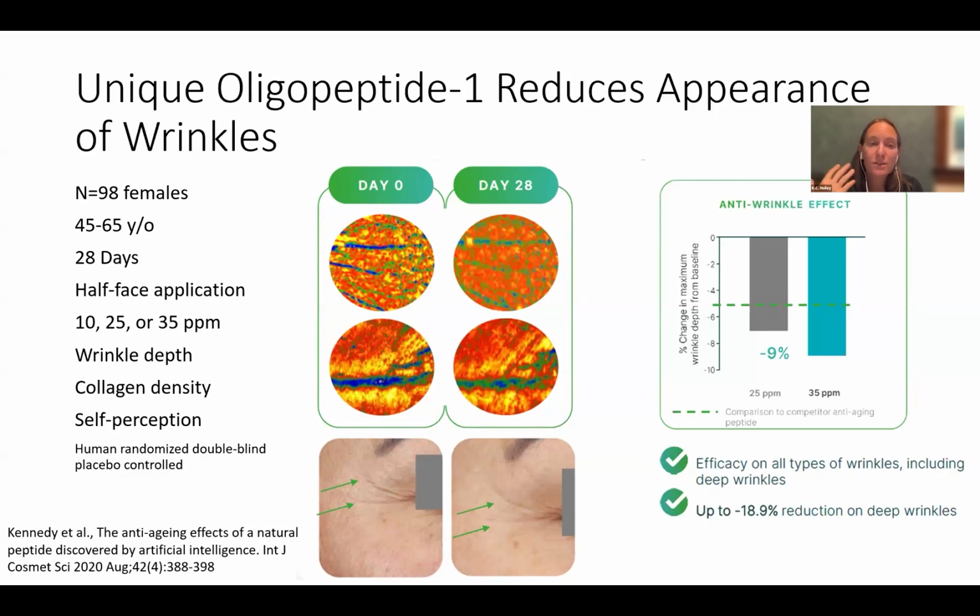And they applied the product with this oligopeptide 1 to half their face, and they looked at wrinkle depth, collagen density, and self-perception. And what they found is that at the different doses, they actually looked at 2 different doses, there was a decrease in the wrinkling of the skin, and not the average, but up to 18.9% reduction in deep lines and wrinkles.